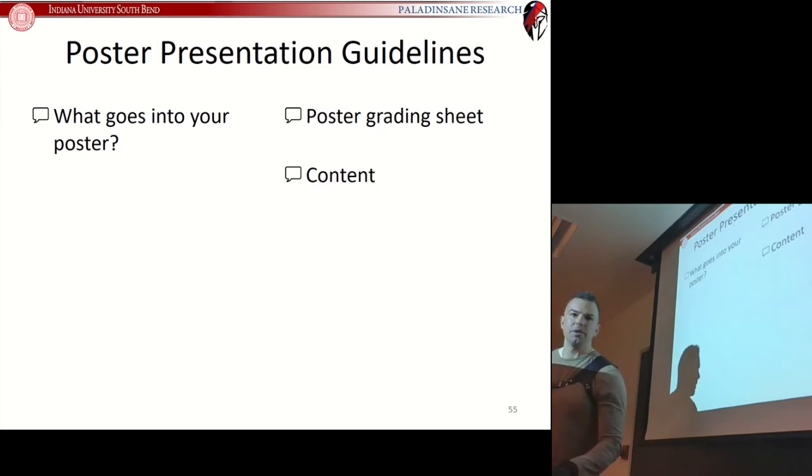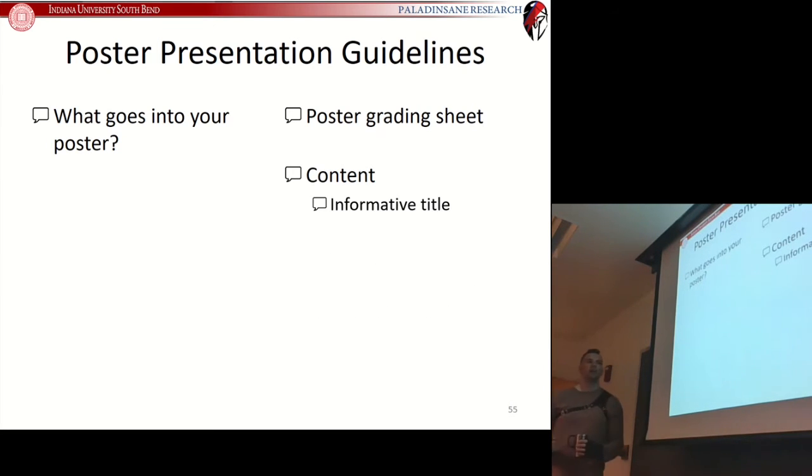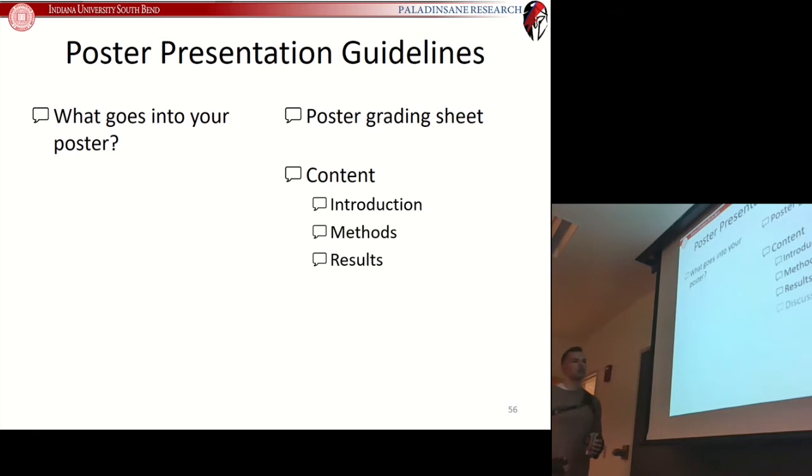Content. What's going to go in there? Well, you're going to have an informative title. It doesn't have to be the title of your research paper. It doesn't have to be the title that you used at your URC presentation. Nice informative title, something that identifies the phenomenon and maybe the independent variables. And in terms of the rest of the poster, you're going to have an introduction, a synopsis of your methods, a synopsis of your results, and a synopsis of your discussion.